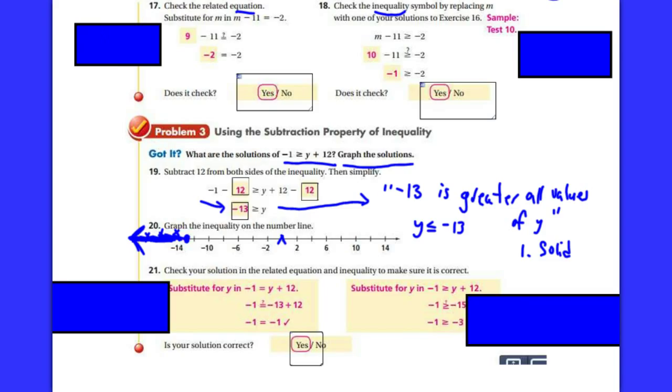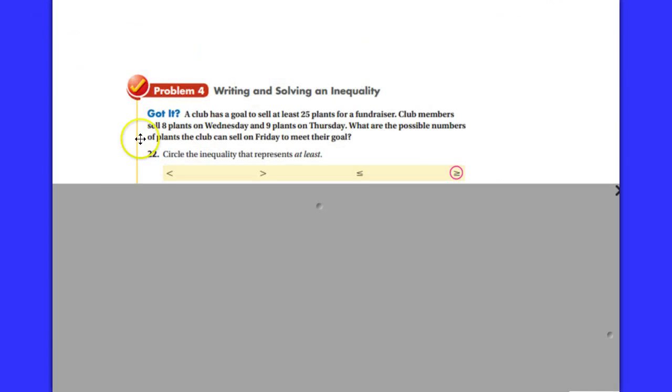Okay, so that wraps up information on solving that inequality, at least for that part. And then moving right along here at the bottom of the page, we'll see if we can whip through this, and then we'll get into multiplication quickly.